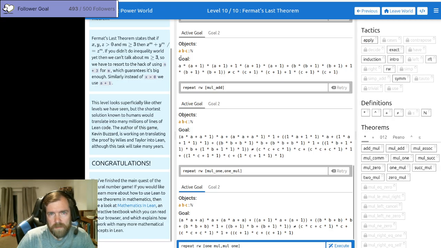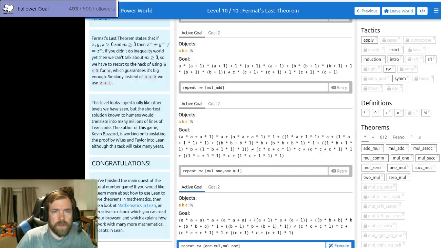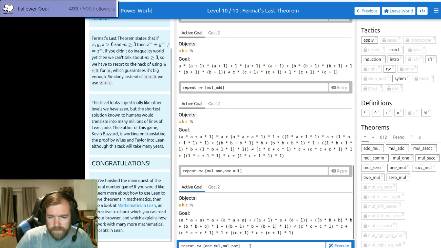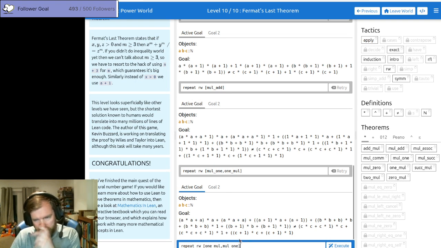Mathematics in Lean. Is that one that's already here? Yes, I already have that. Cool. Okay, so we're not going to use this.